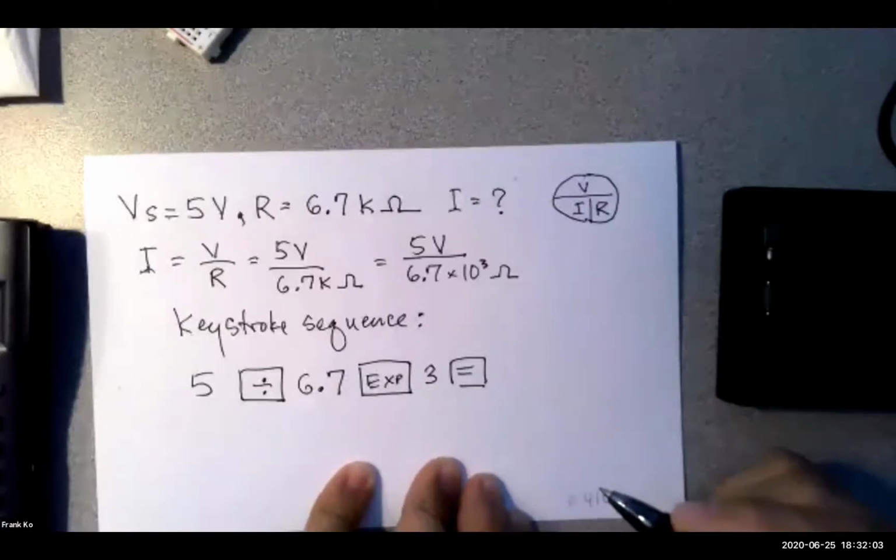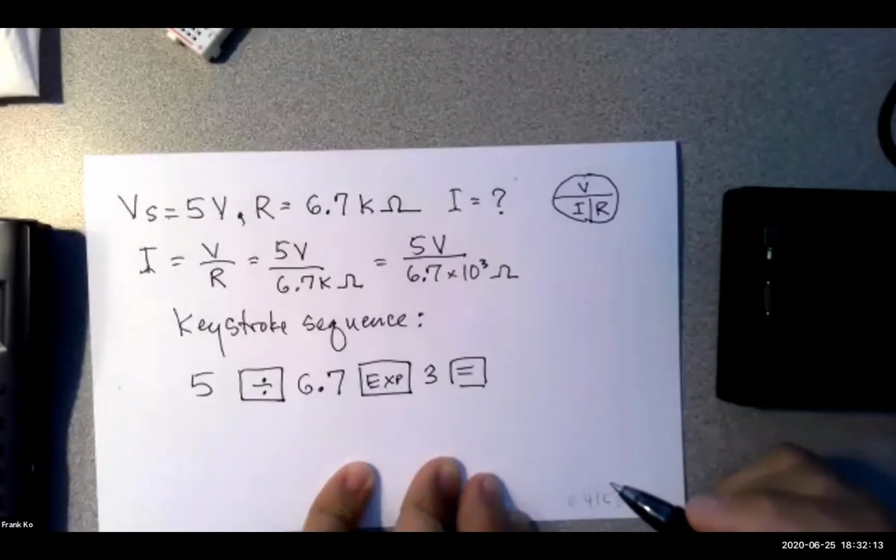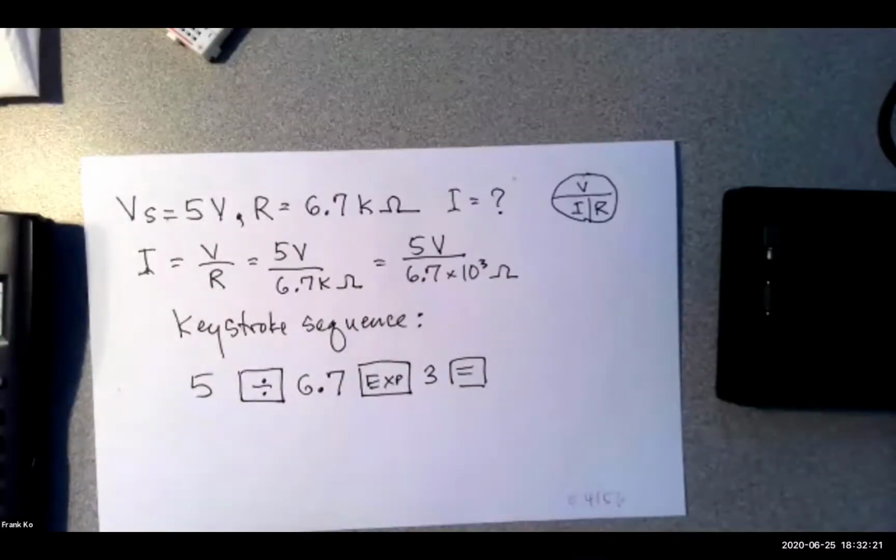Yeah, I got 746.27. I need more than that. Yeah, I got it's uA. And what's the u? How do we pronounce the u? Micro. Micro, yes, okay. All right, so let me do this with you on my calculator.